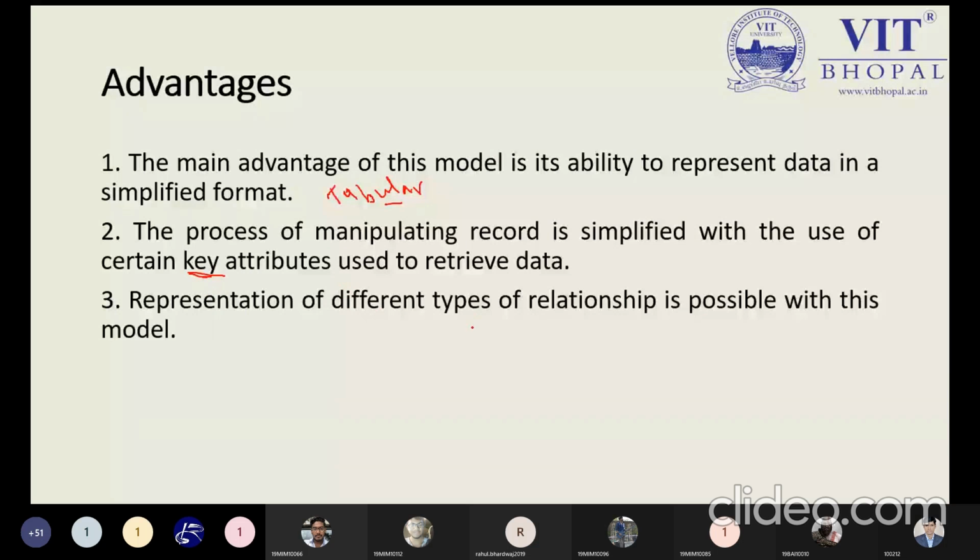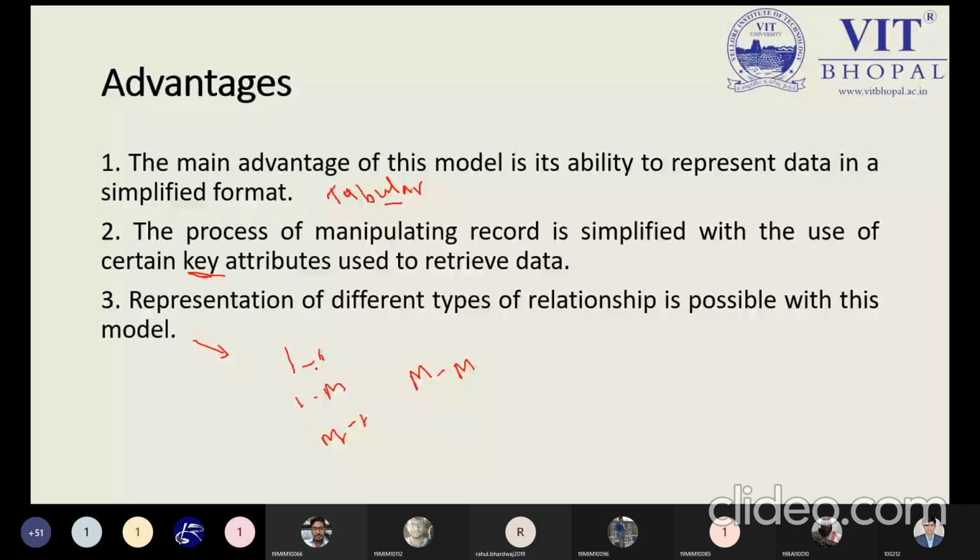A representation of different types of relations is possible with this model. Here we have the different types: one to one, one to many, many to one, and last we have many to many. One to one you can understand: a student can opt for only one subject in one semester, so the relationship between the course and student will be one to one. But this is also possible: a student can opt for multiple courses, so this will be recognized by one to many or many to one.